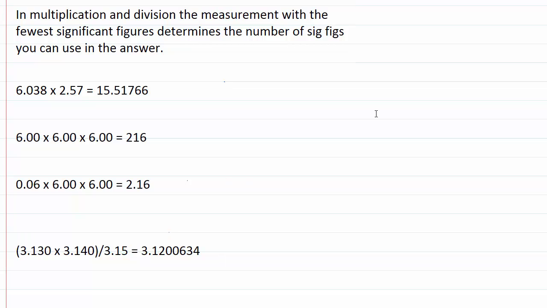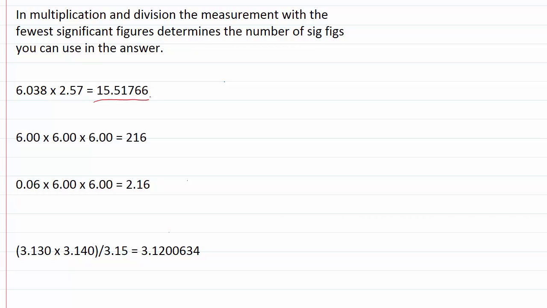When you're doing calculations now, this is where you utilize the sig fig counting. Your calculator may spit out a number that looks something like this. 6.038 times 2.57, and you get 15.51766. And the question students often ask is, should I write all those numbers down? Should I write 2, 3, 4, how many? Well, the answer is in the rules of significant figures.